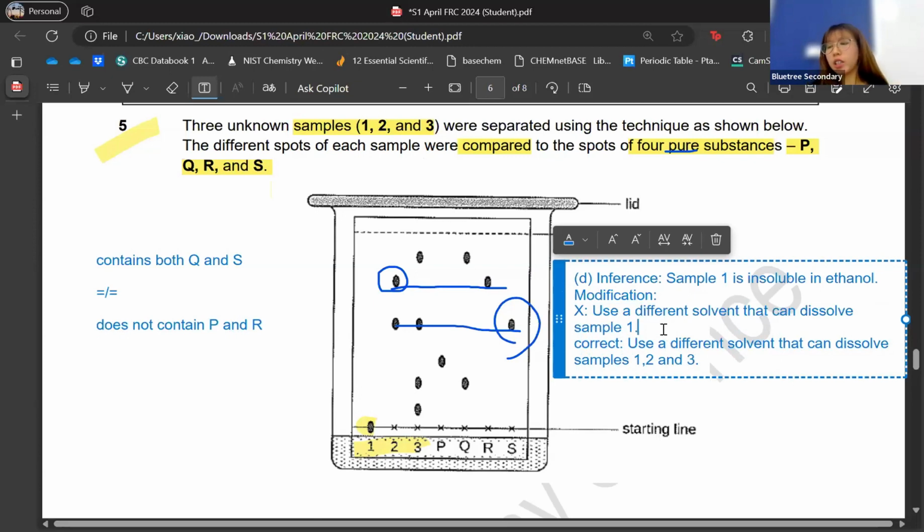If you tell the marker, okay, now you use a solvent that can dissolve sample 1, so should sample 2 and 3 dissolve in this new solvent? Yes or no? So obviously the answer must be yes, right? Otherwise you will be facing the same issue, but now with sample 2 and 3 if they are insoluble. That's why be more specific, be clearer. You want to choose a new solvent, a different solvent, but this different solvent must be able to dissolve all of your samples 1, 2, and 3.